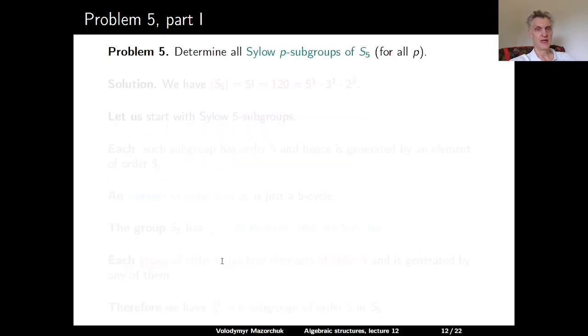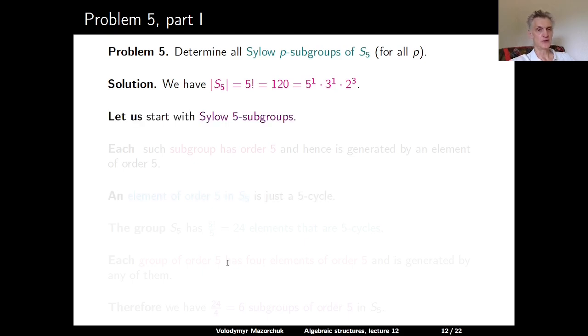Problem 5. Determine all Sylow p-subgroups of the symmetric group S5 for all p. Solution. The cardinality of S5 is 5 factorial, which is 120, and the prime power decomposition of 120 is 5 times 3 times 2 to the power 3. So we have Sylow 5-subgroups, Sylow 3-subgroups, and Sylow 2-subgroups.